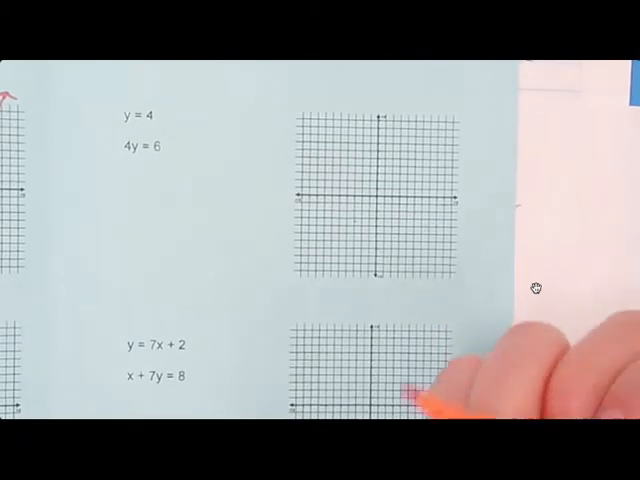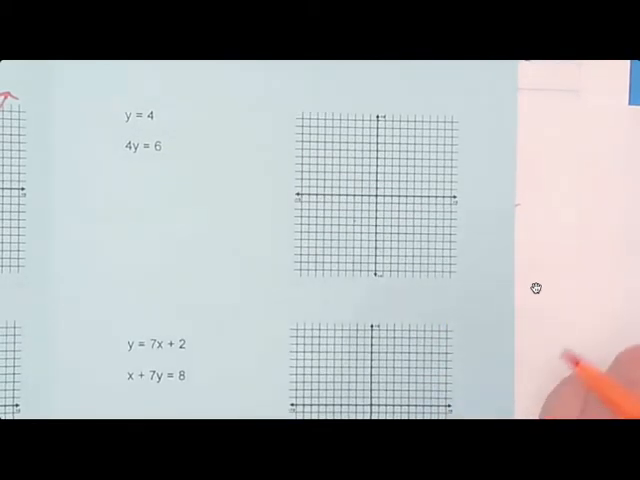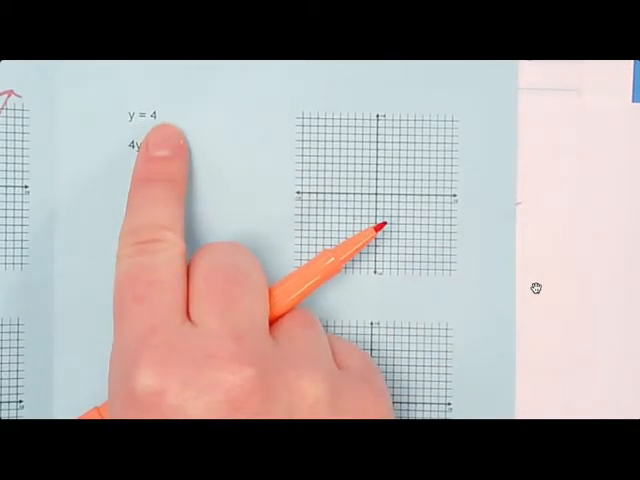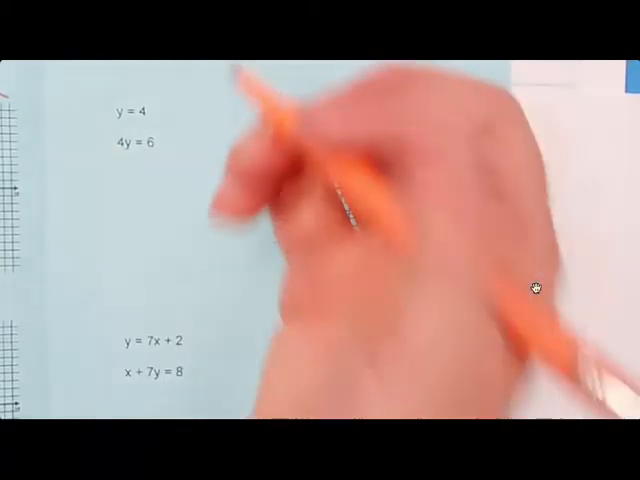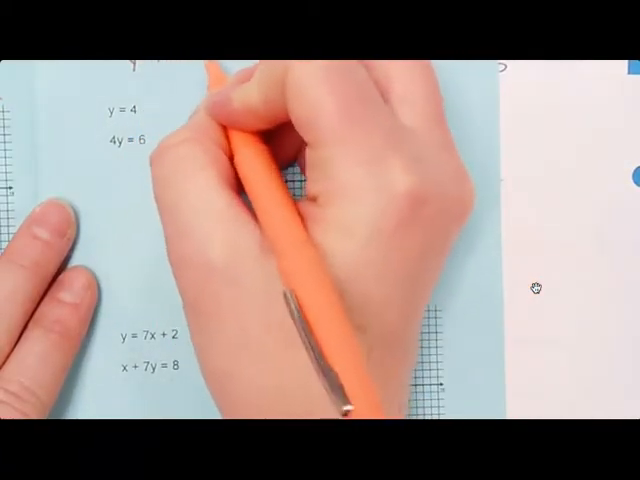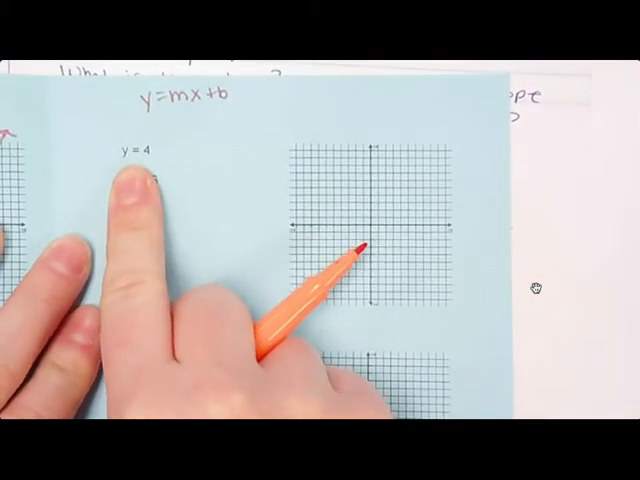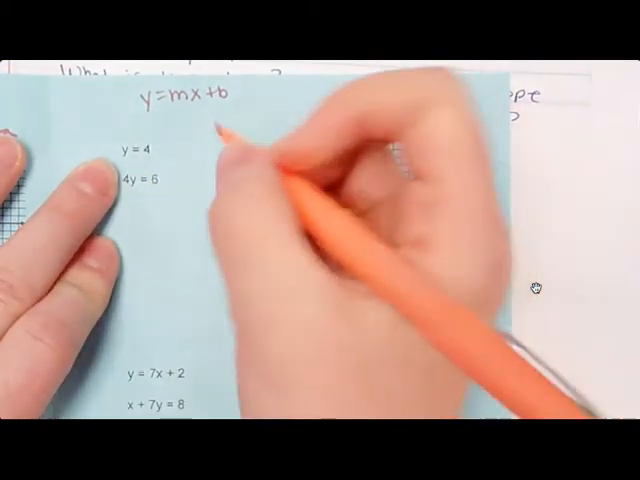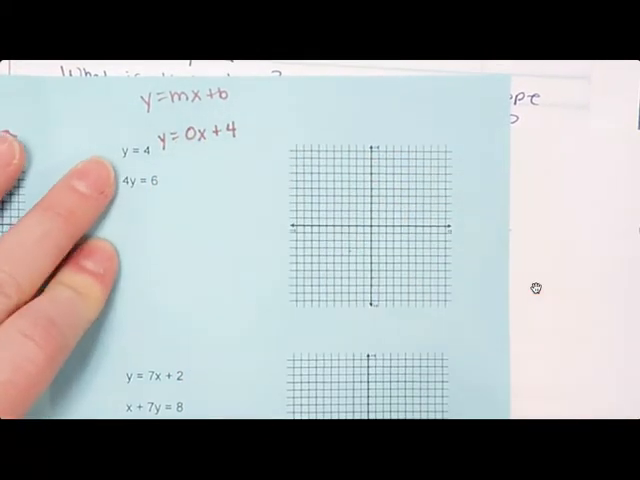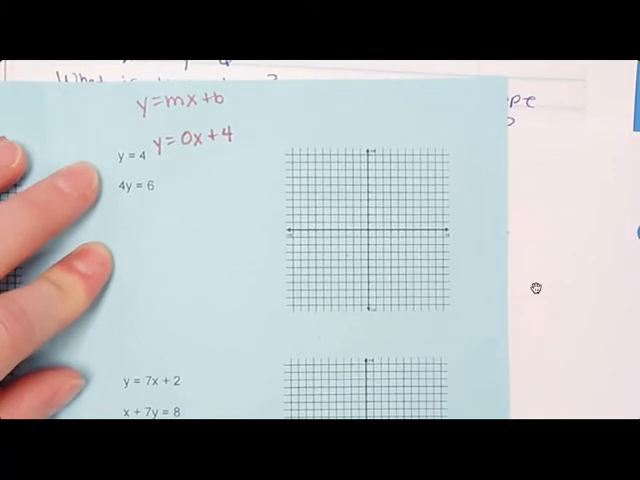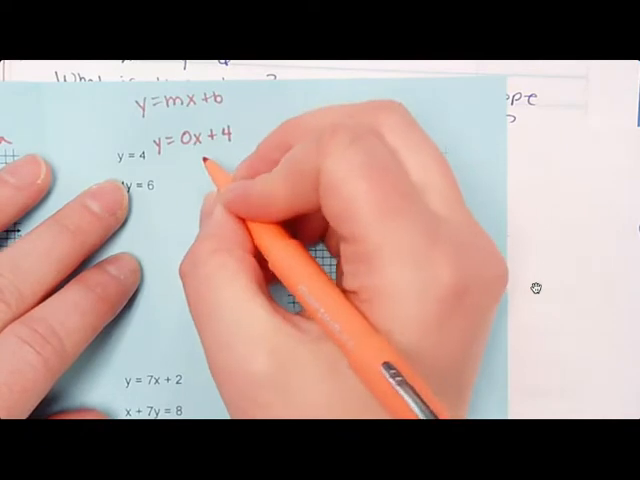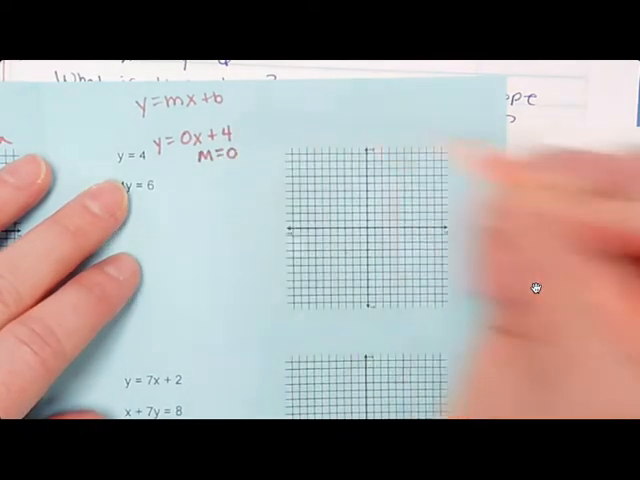All right, let's go to the next one over. Top right, y equals 4, and 4y equals 6. We'll look at this first one to graph that. It says y equals 4. Our equations are usually written in mx plus b form. This one doesn't have an mx. So since it doesn't, that actually means it's 0x plus 4. So y equals 0x. So that means our slope is 0.